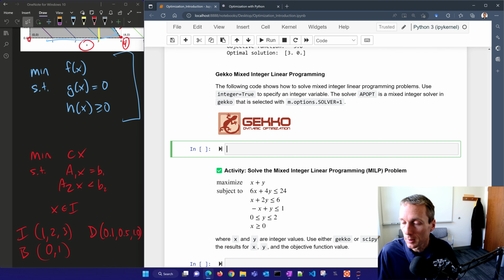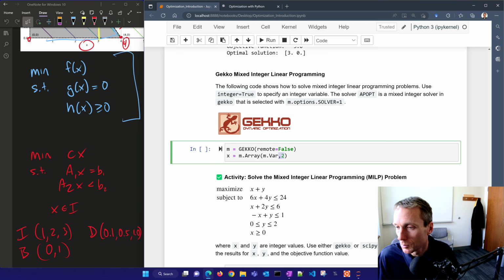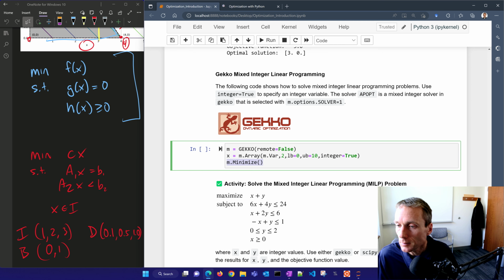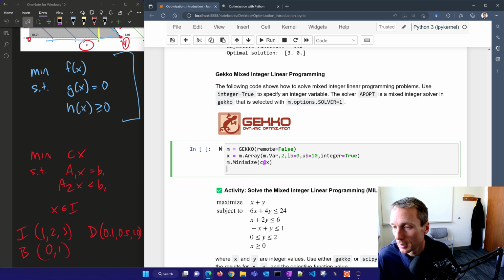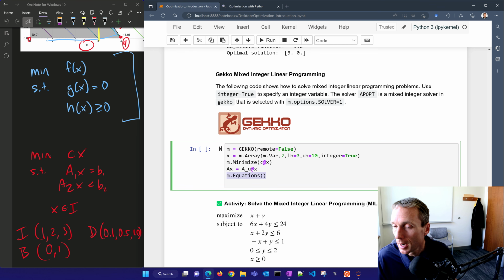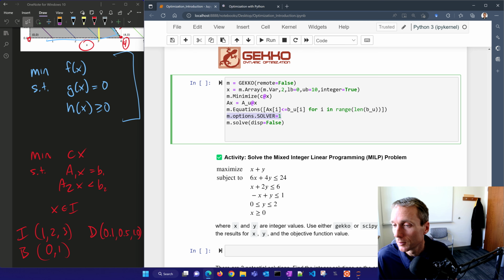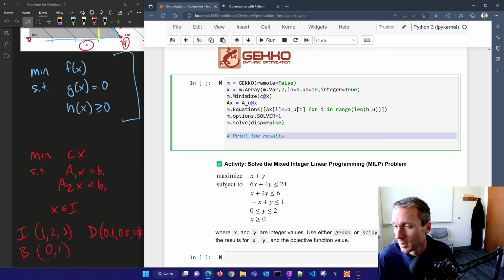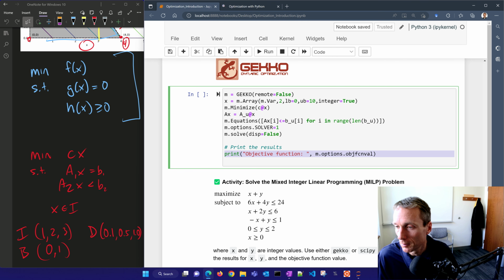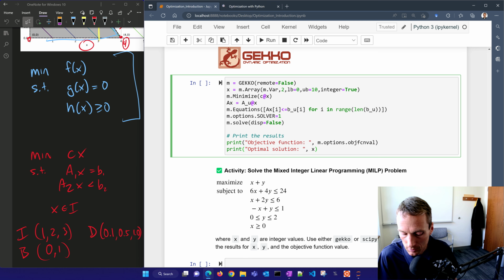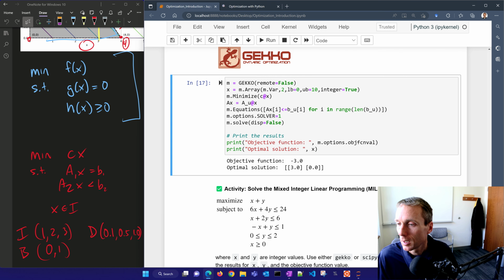Okay, now we can also do that with Gecko. The way we do that is we just specify integer equals true for our variables. Then we'll minimize c times x, and then put in our A constraints as well, just like we did before. And then we'll solve. Now we need to switch to the APOPT solver because it is able to solve mixed integer problems. You can also solve mixed integer nonlinear programming problems, but we'll just use this to also solve a mixed integer linear programming problem. Okay, and we see it came up with the same solution as before.